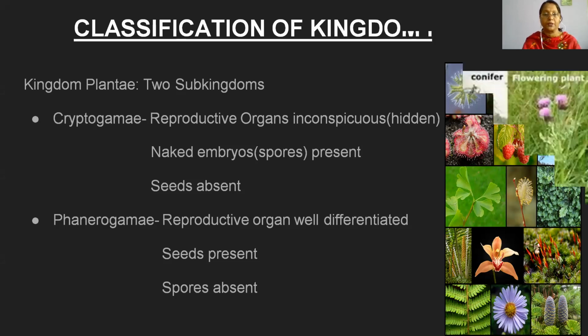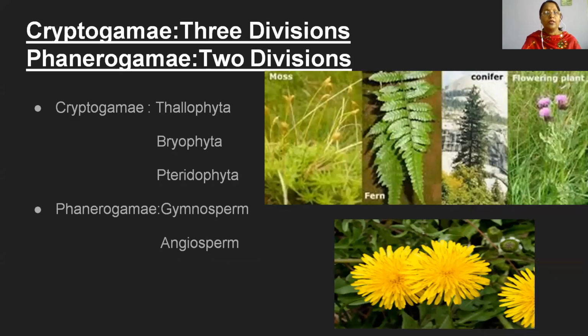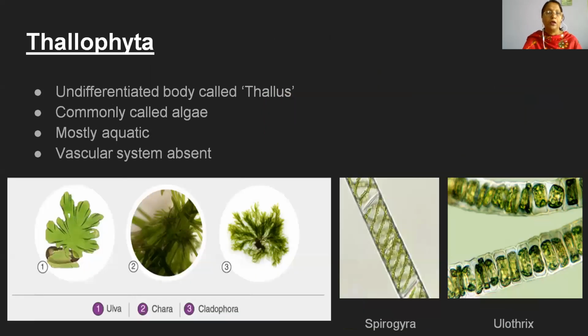but spores are absent. Now this cryptogamy can again be divided into three divisions, and phanerogamy can be divided into two divisions. The cryptogamy are divided into the different divisions, that is the Thallophyta, Bryophyta, Pteridophyta. And phanerogamy is divided into two divisions, that is the gymnosperm and angiosperm. Now first we will discuss the first division, that is the Thallophyta.